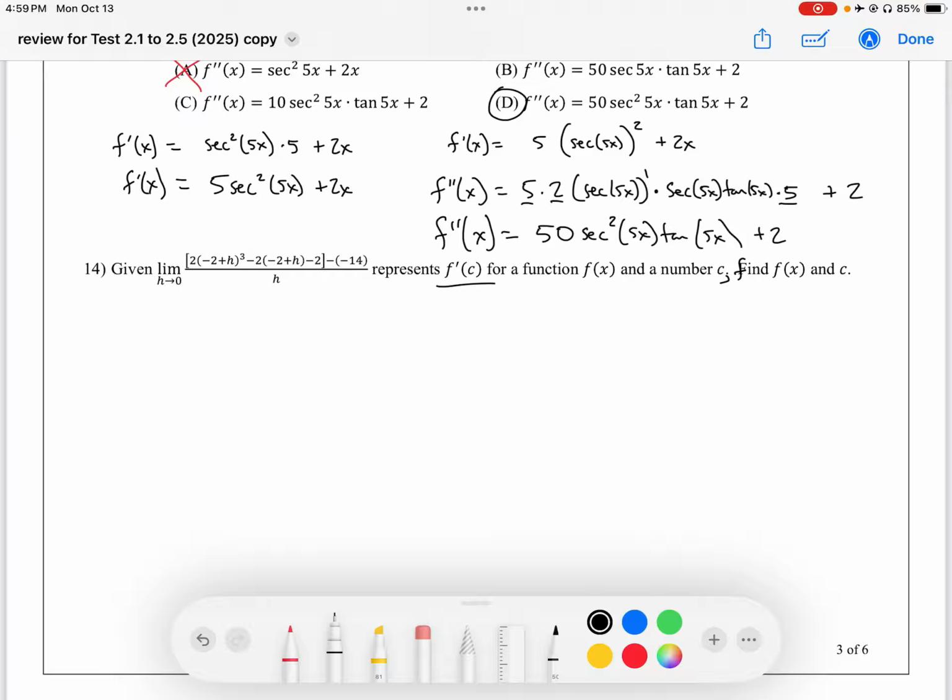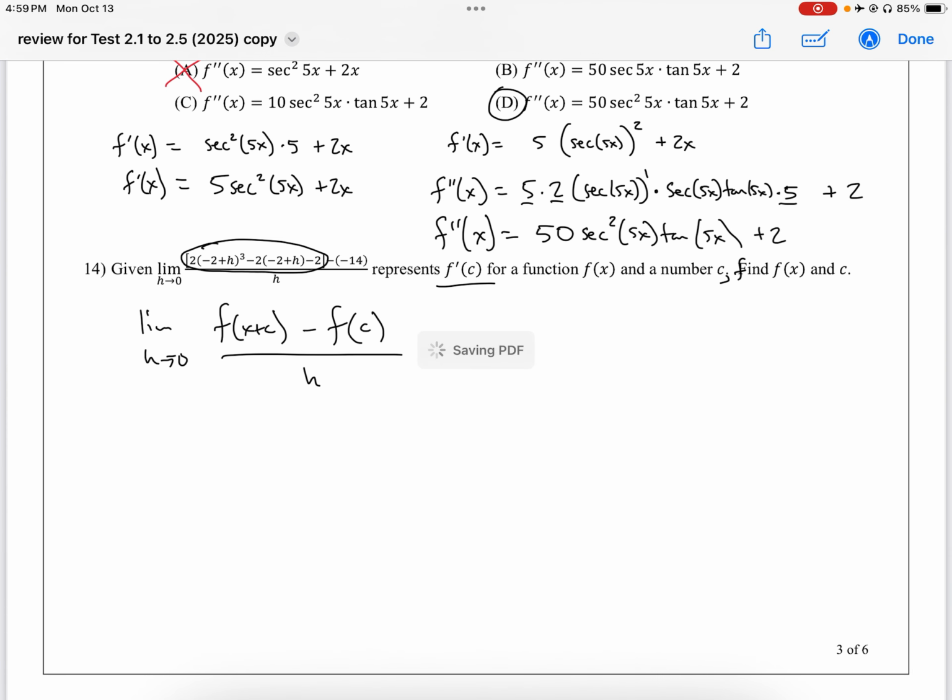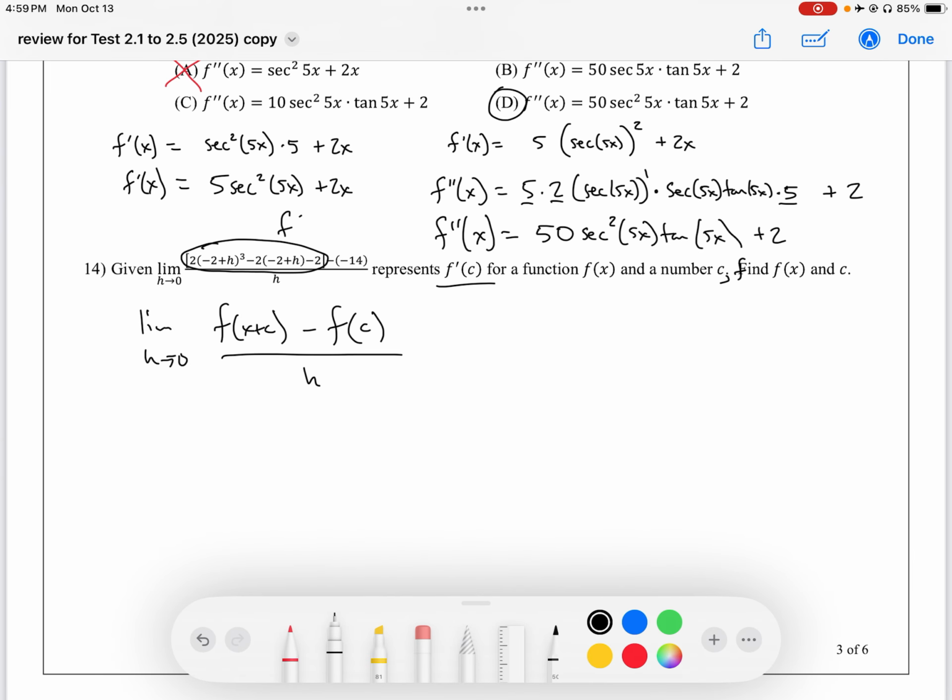All right, so we know that this should look like the limit as h approaches 0 of f of x plus c minus f of c all over h. So we're looking here and we're trying to find f of, so not f of x plus c.